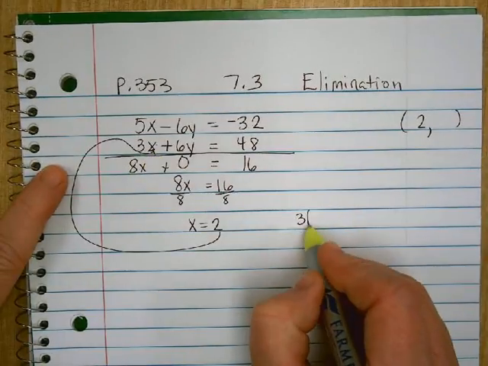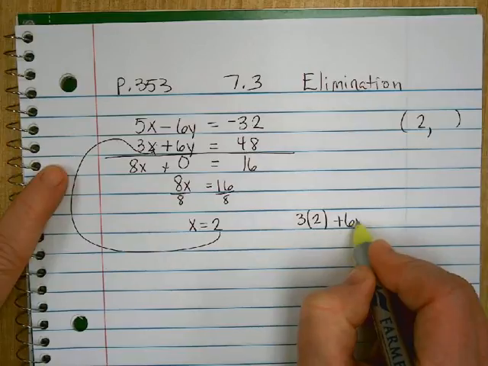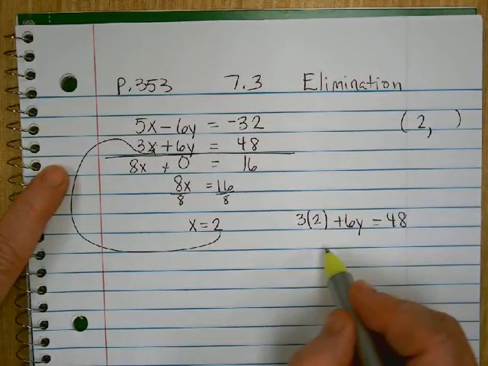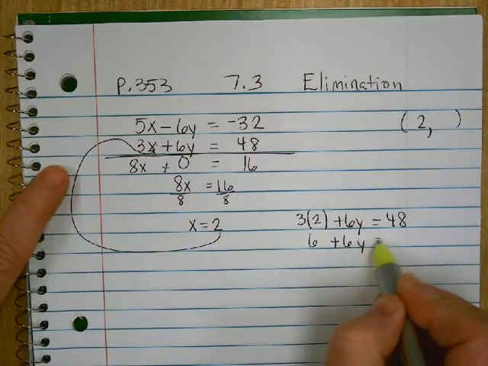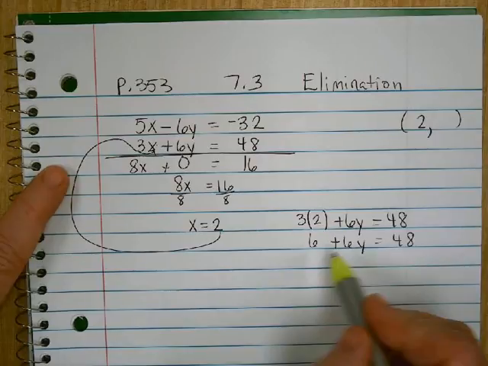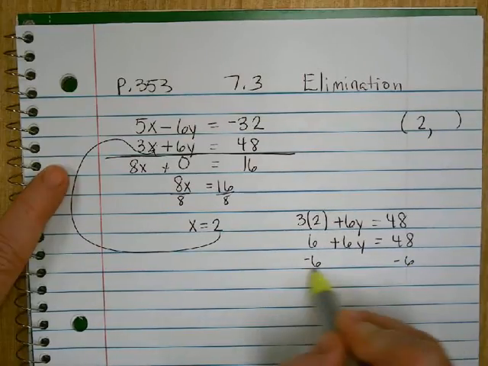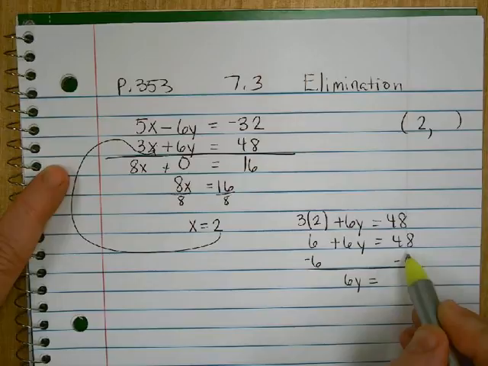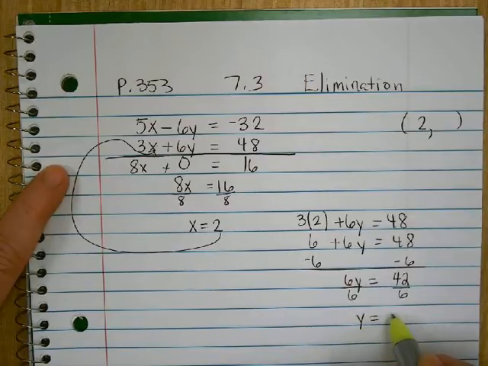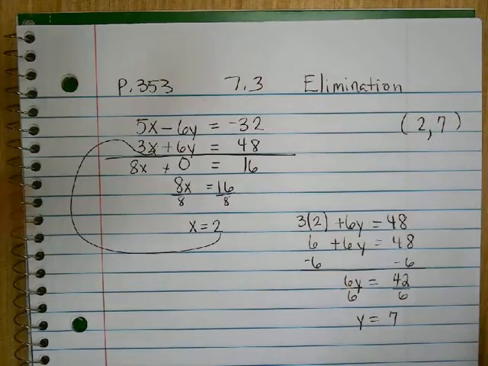3 times 2 plus 6y is 48. What's 3 times 2? What's the next step? Wouldn't that be 6 and x? Oh, you're replacing x, right? What's the next step? What do we get here? Divide by 6. What's the value of y? 7. Okay, let's check it and be sure it works.